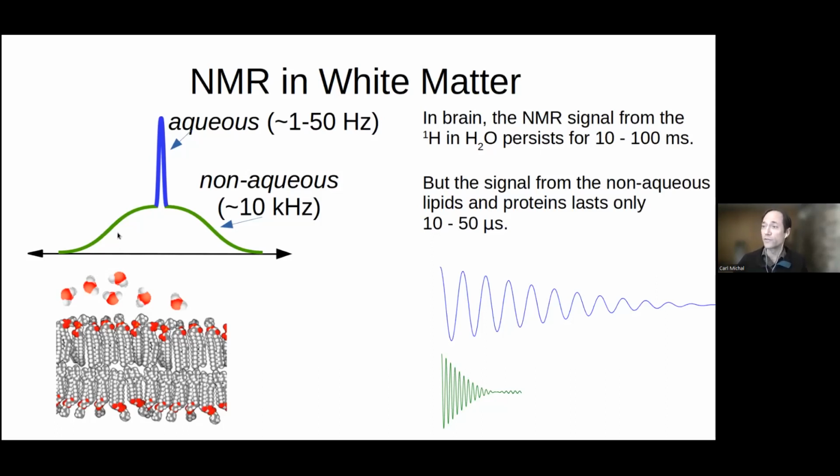These two components of the NMR signal are very different from each other. The aqueous component gives a very sharp peak in the NMR spectrum, with a line width on the order of between 1 and maybe 50 hertz. In the time domain, that's a signal that persists in the free induction decay for something greater than 10, maybe up to a couple hundred milliseconds. The signals from the lipids and the proteins decay much more quickly. Those signals disappear on the order of 10 to 50 microseconds, which corresponds to a line width in the spectrum of something like 10 kilohertz or so. These are two very different components.